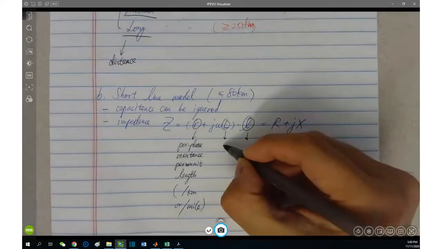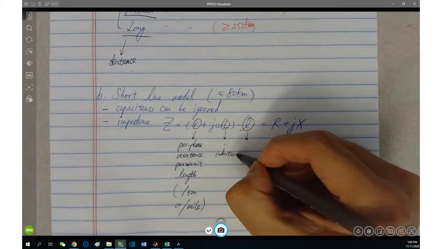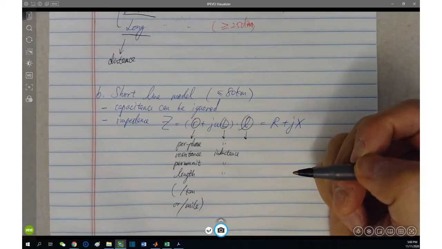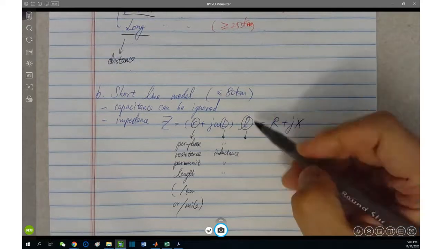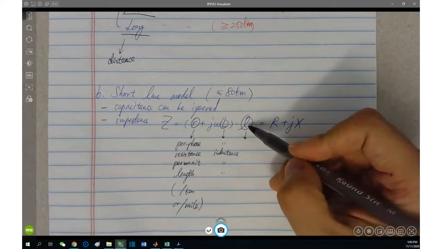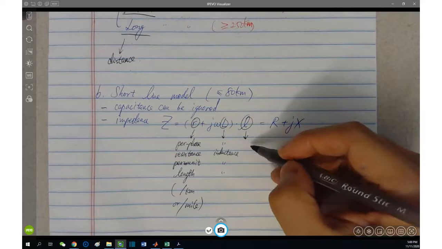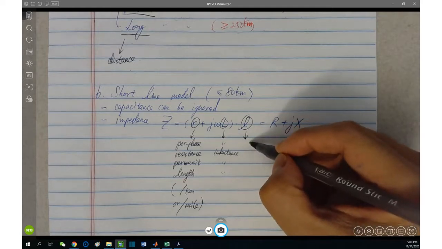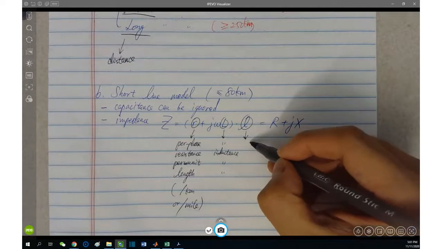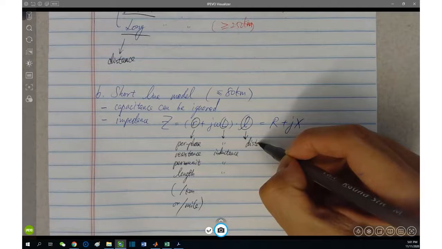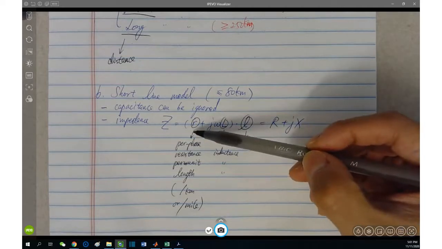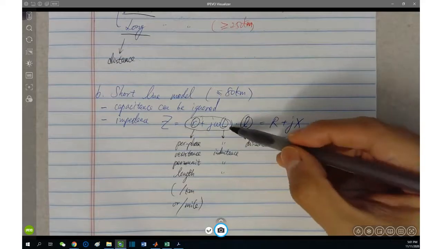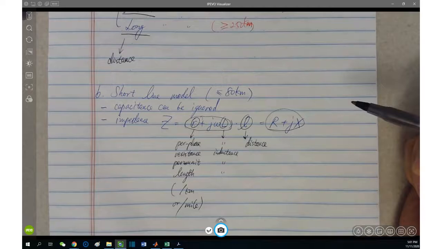This L is what? Per phase inductance, per unit length as well. Okay, this capital L. And this lowercase l, well, this is my way to write lowercase l, but hopefully you can understand it. This lowercase l outside of parentheses, this is representing what? Not difficult to guess, right? Exactly, the distance, the transmission line distance. So it makes perfect sense. So resistance and inductance, this is impedance. So the total is impedance per unit length times length equals the total impedance.